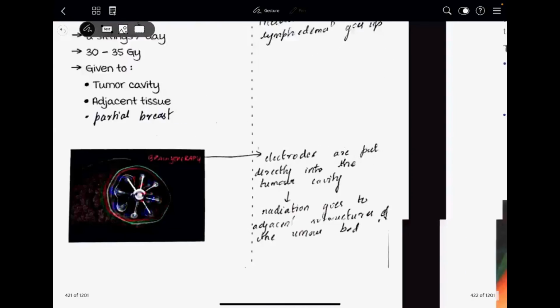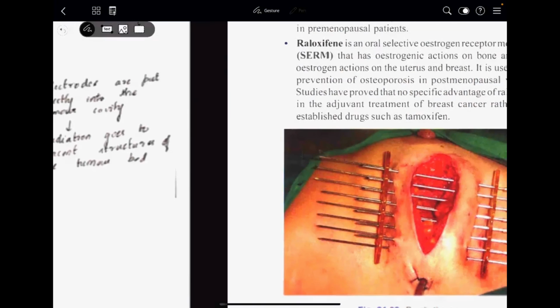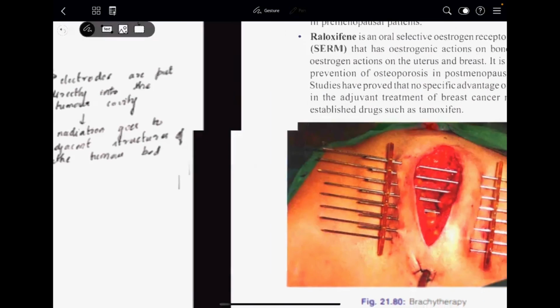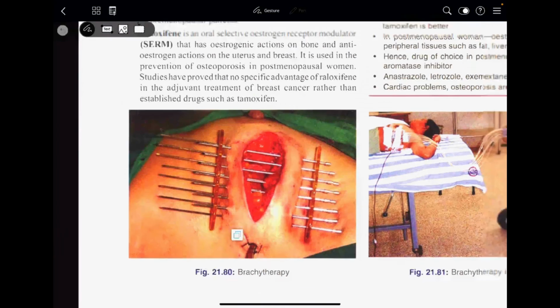What are the points? Electrodes are put directly into the tumor cavity. The radiation will go to the surrounding structures from the tumor bed itself. This is brachytherapy. The first point is that electrodes are in the tumor cavity, and the radiation will go to the adjacent structures from the tumor bed itself.